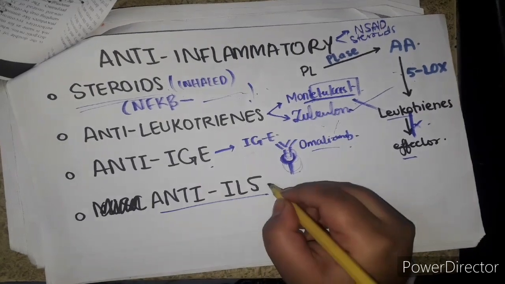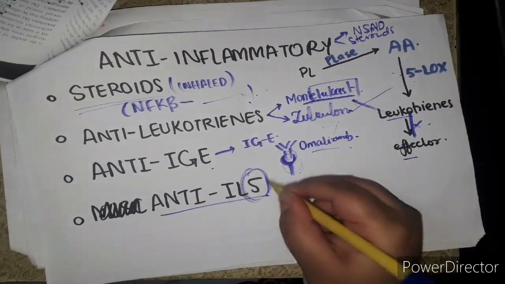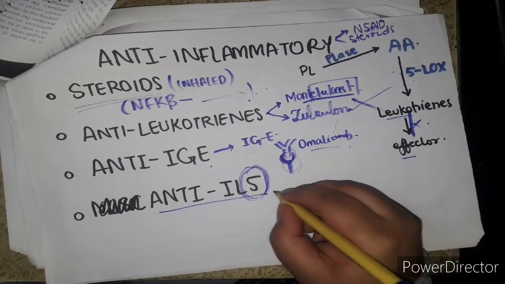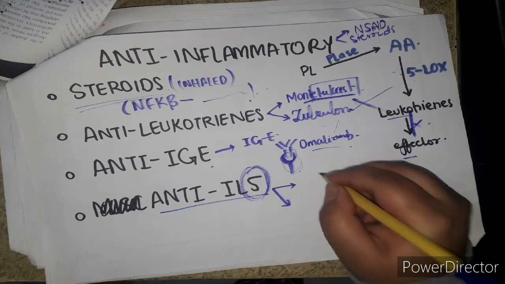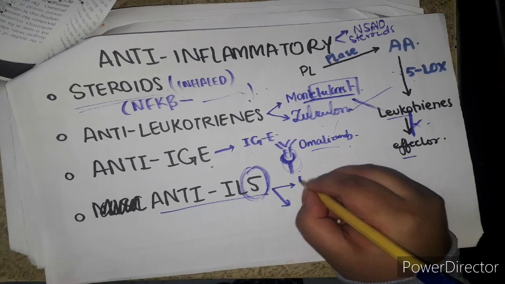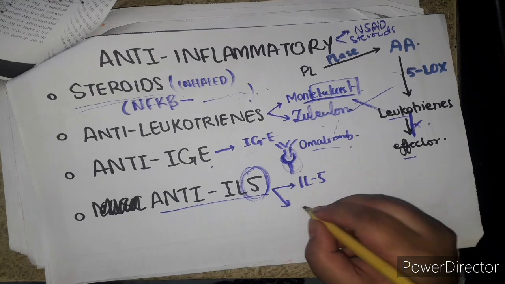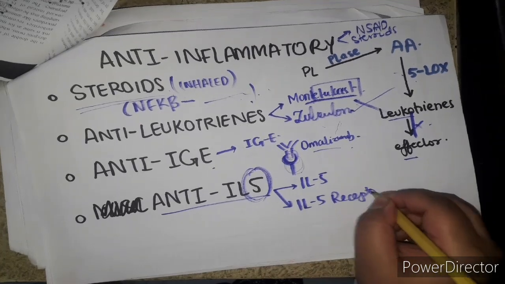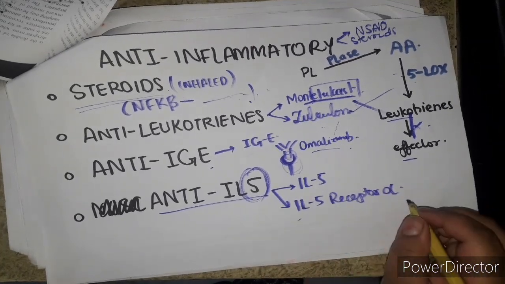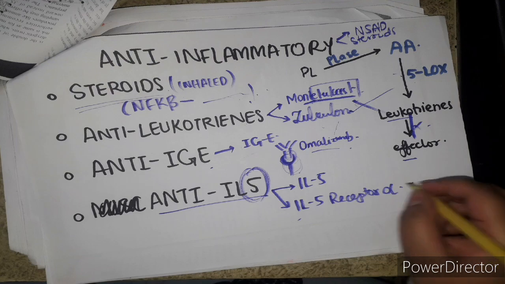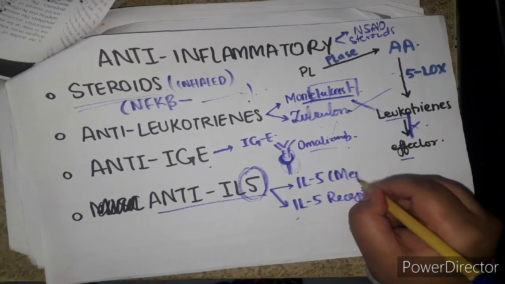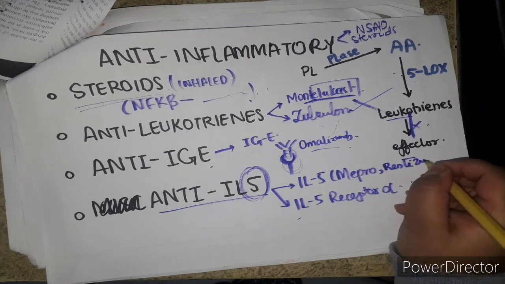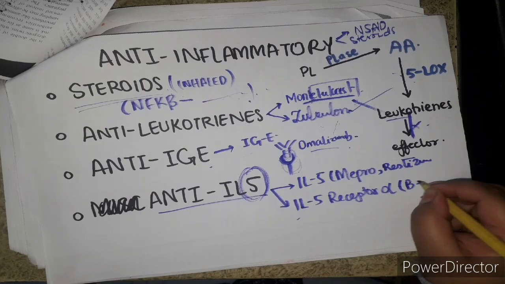And then we have anti-interleukin 5. We know that interleukin 5 is the one that is going to activate and bring all the eosinophils to the party. So we have two kinds of monoclonal antibodies. Some are directly against interleukin 5, and the other ones are against the interleukin 5 receptor alpha part of it, receptor alpha 1. These are mepolizumab and reslizumab, and the other one is benralizumab.